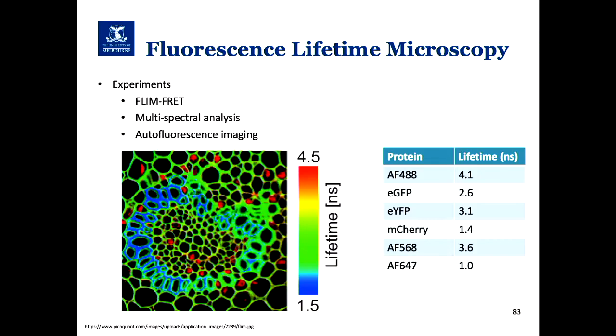Some of the other applications are things like multispectral analysis. If you remember, we go back to those experiments where we've got 9 different fluorophores. We can actually separate those out as well using fluorescence lifetime. We don't have to spectrally unmix. People also use fluorescence lifetime for looking at autofluorescence as well. So different bits of tissue, as in this example here, plant tissue, have different fluorescence lifetime species.